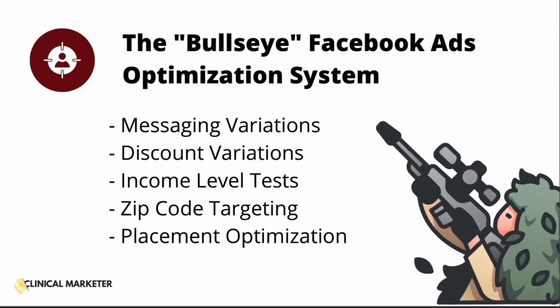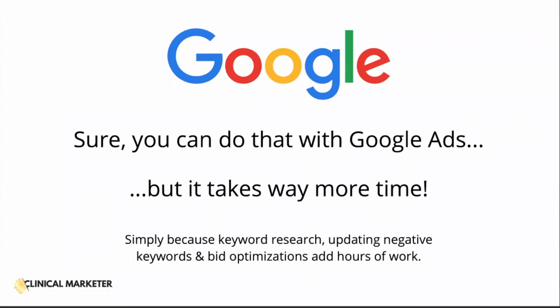And then when we find those, we triple down on those areas. These are the things that you cannot easily do with workshops or organic content or search ads. Sure, absolutely, you can do a lot of that stuff with Google ads, but it takes way more time because you have to do keyword research. You have to do bid optimizations. You have to add negative keywords, among other things, which takes an immense amount of time for practice owners.